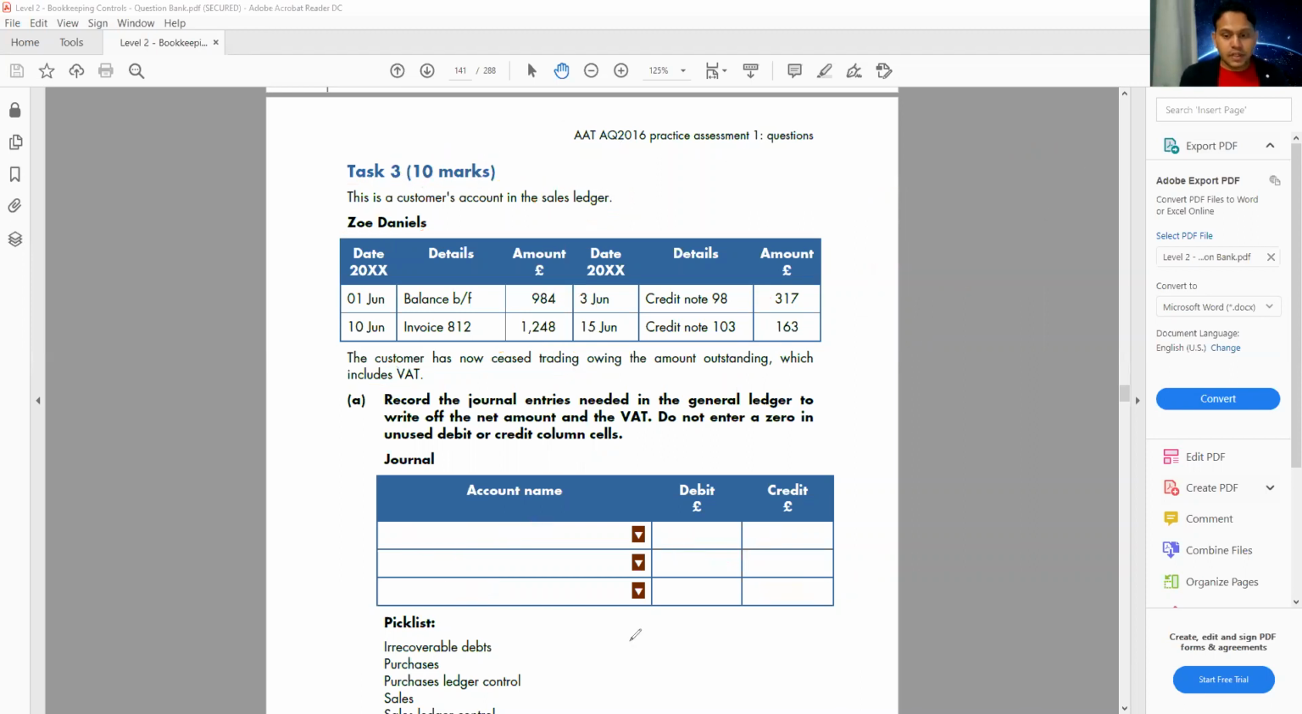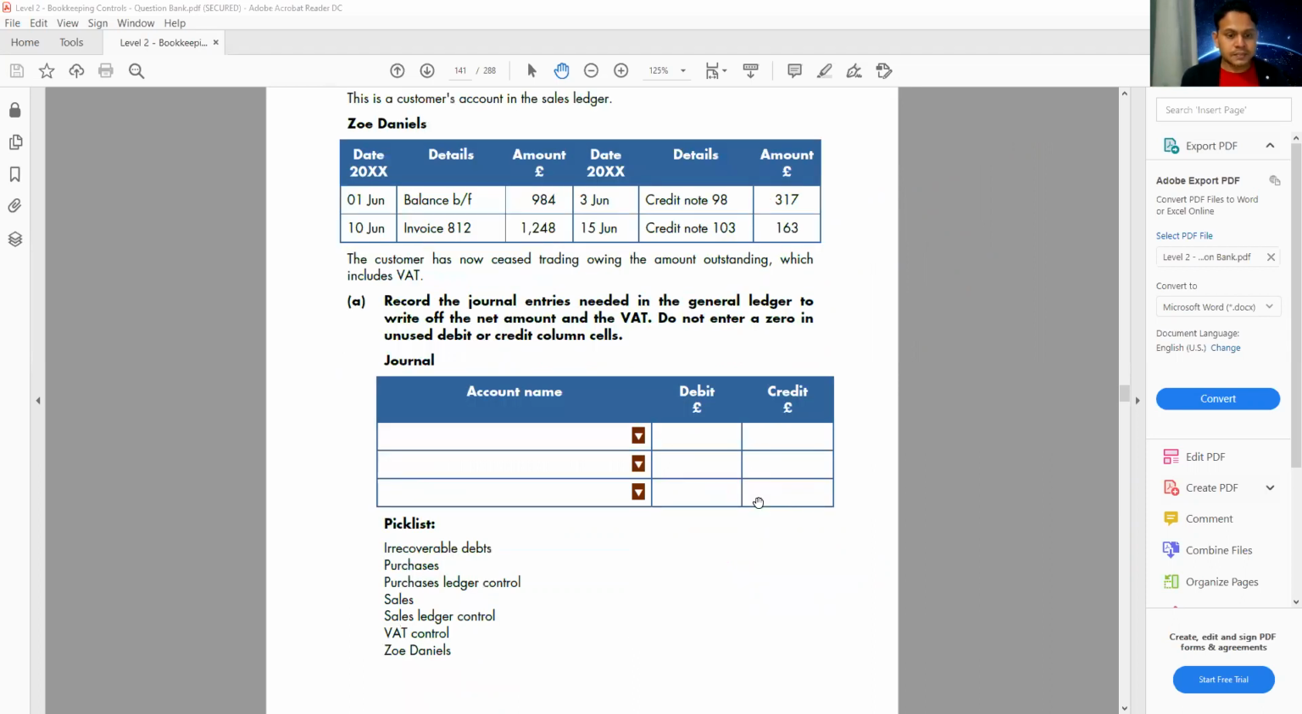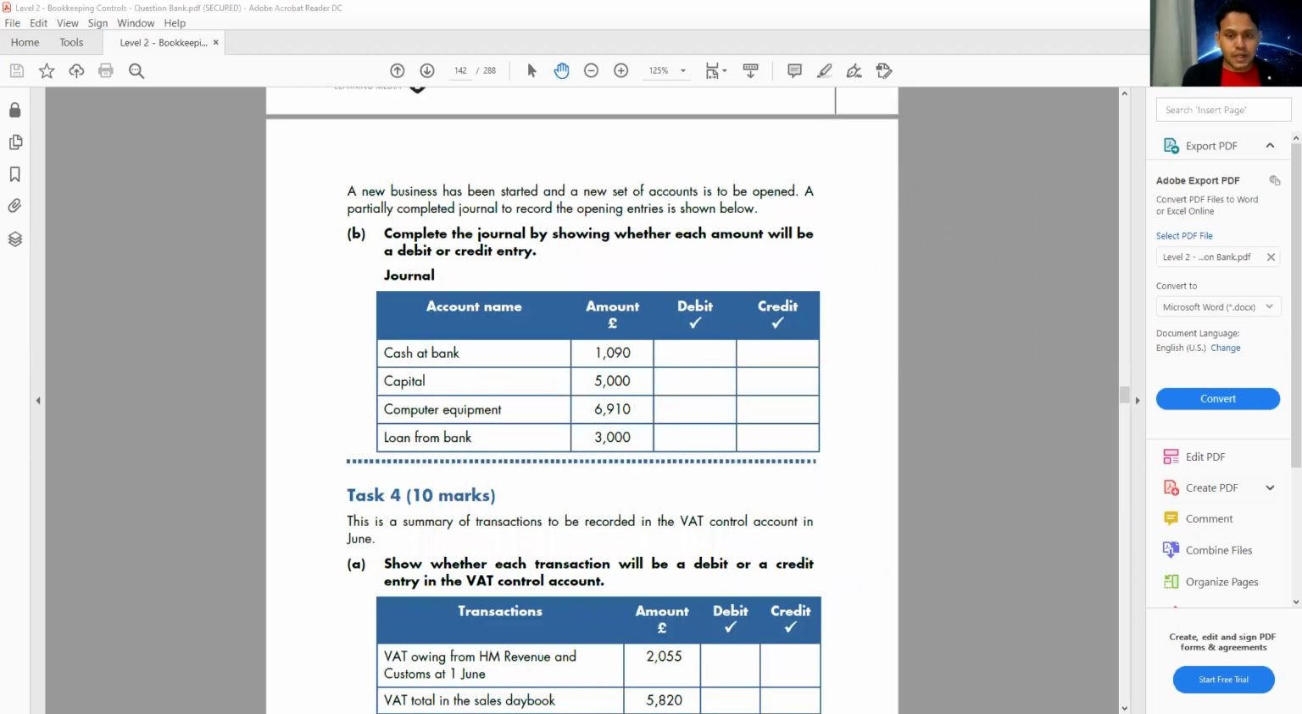All right, let's move on to the next task. The next one, they're asking just for debit and credit. I think it's a very easy question. This type of question hardly comes in the exam because it is very easy. You just need to tell whether it is debit or credit. Okay, let's start with the first one.